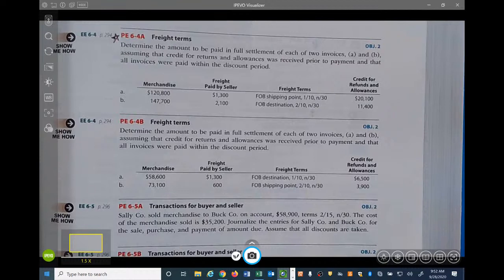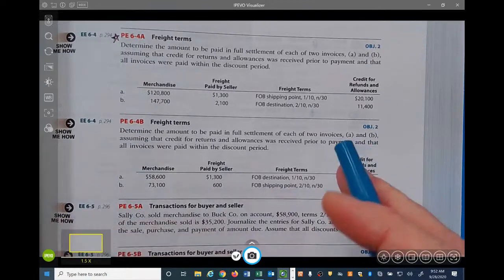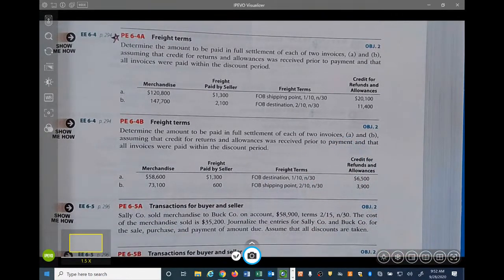Everyone okay with the difference between FOB destination, FOB shipping point? Is everyone good on trade terms with the 2/10 net 30 or whatever the terms might be? Because that's really all the question's asking you for. They just want you to apply the discount to the terms, to the actual merchandise cost, to the allowance, and then determine who's responsible for the freight.